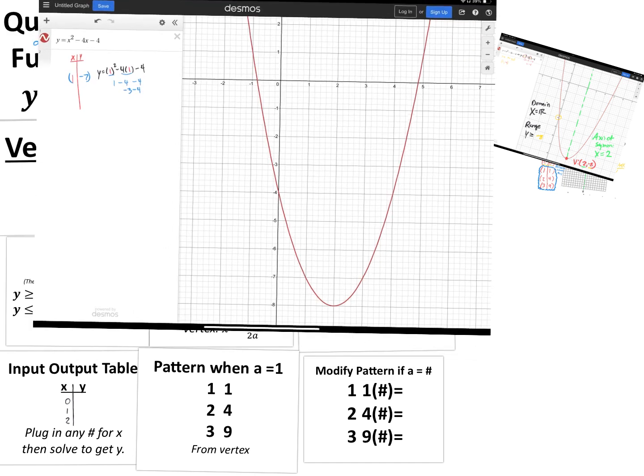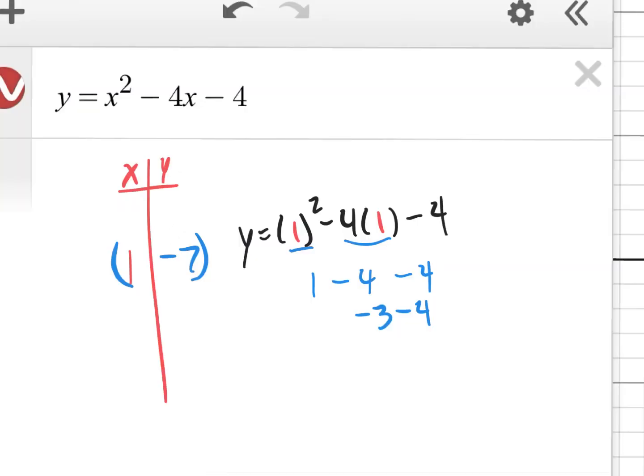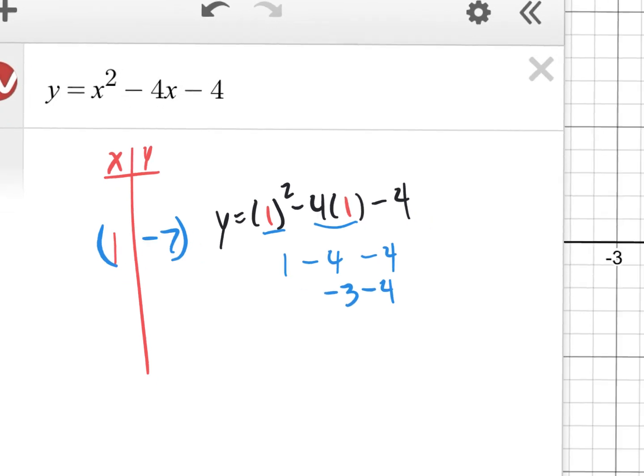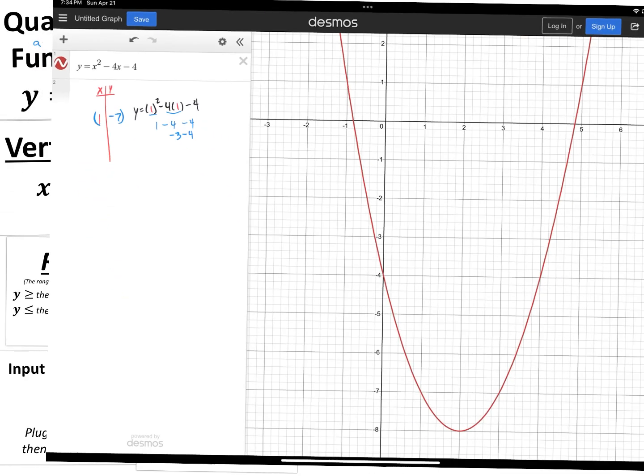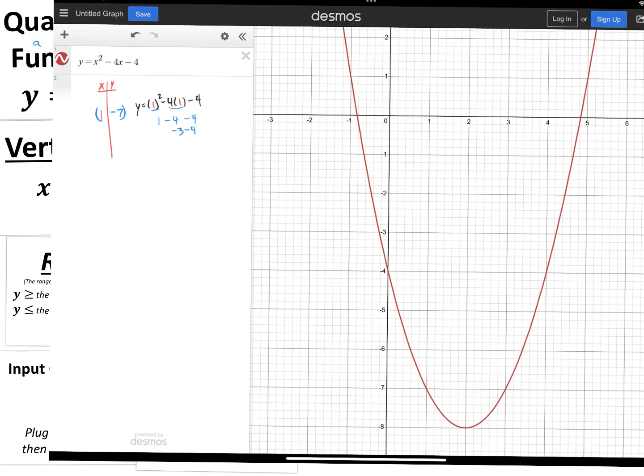And we know that the a value is 1, right? The a value is 1 right here, which means we could use the pattern 1, 1, 2, 4, 3, 9 and not have to do any math. Here it is, 1, 1, 2, 4, 3, 9. That means that from the vertex right here, that location, which is 2, -8, you could go 1 over, 1 up, and you put a dot right there.